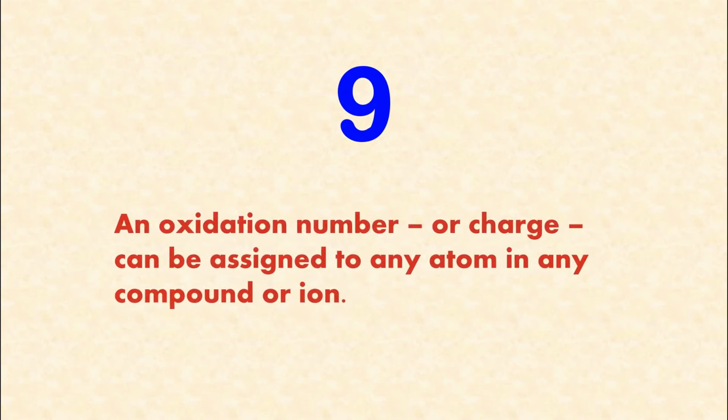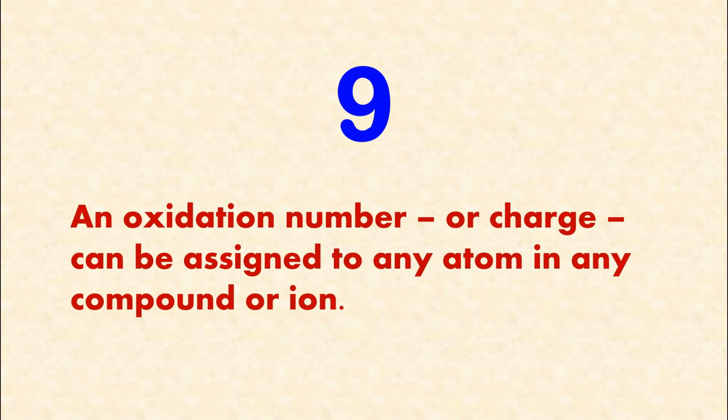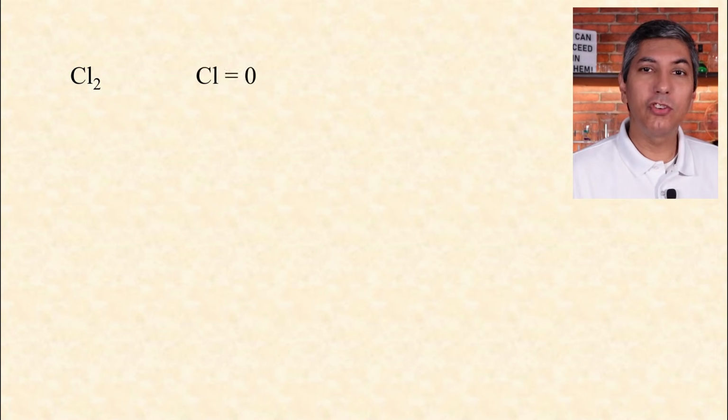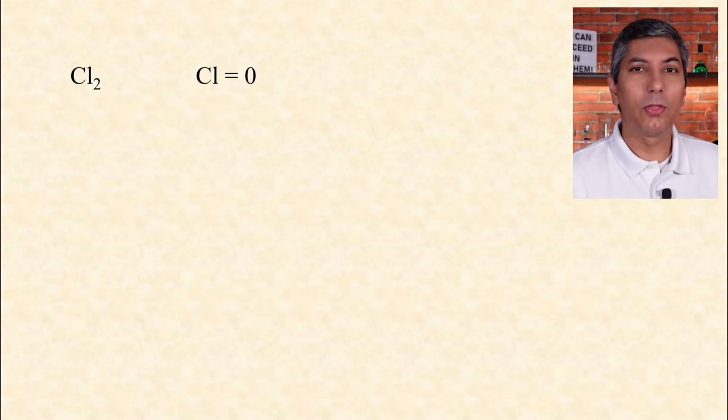Number 9. An oxidation number, or charge, can be assigned to any atom in any compound or ion. It's possible for the same element to have multiple oxidation numbers, or charges, in different situations. For example, take chlorine. Elemental chlorine, like all elements by themselves, will have an oxidation number of 0. The chloride ion, Cl⁻, has an oxidation number of -1.